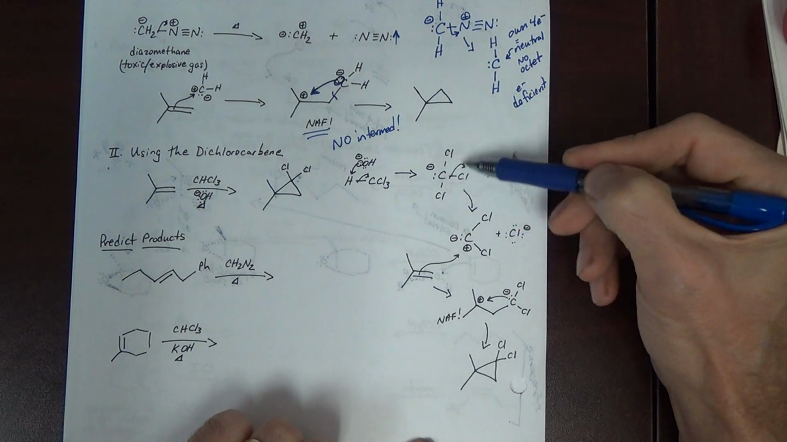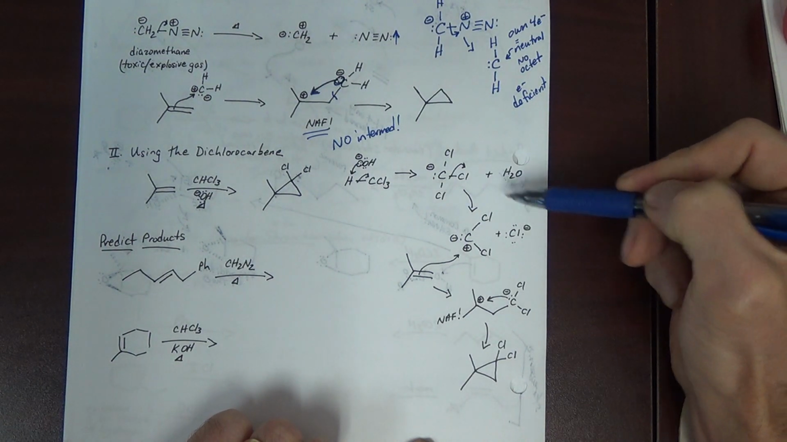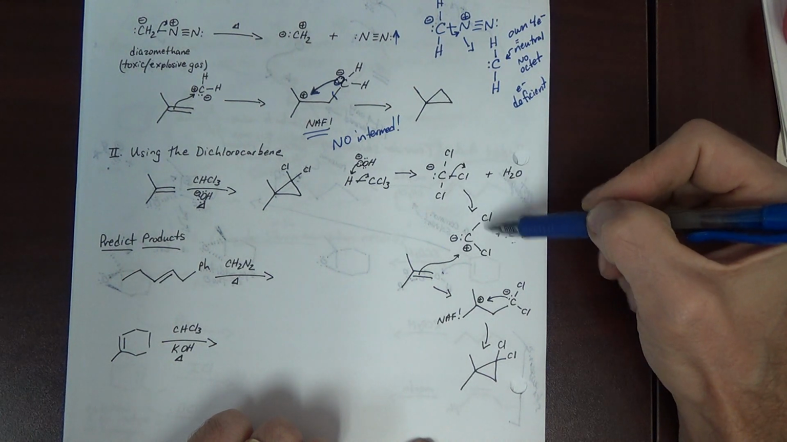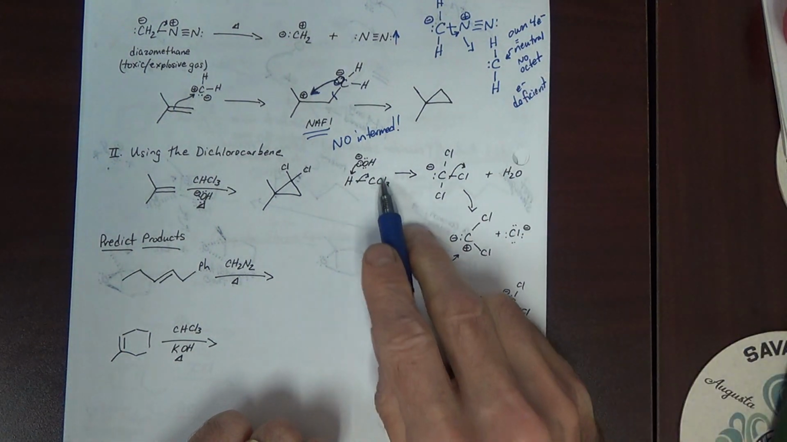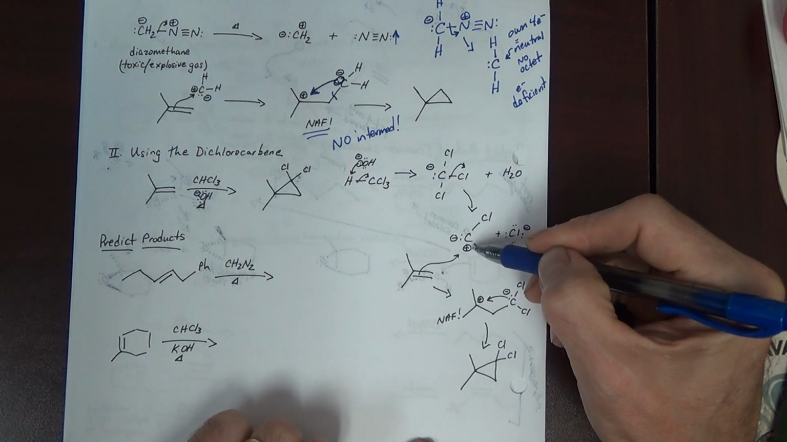Also, one molecule is becoming two. Of course, that's not a molecule. But one species is becoming two, and so this is also driven by entropy. So chloroform in the presence of hydroxide will form the dichlorocarbene fairly readily.